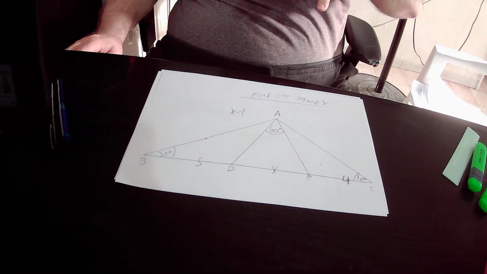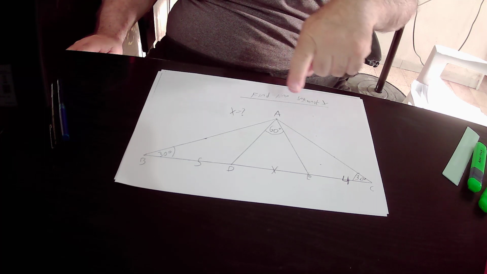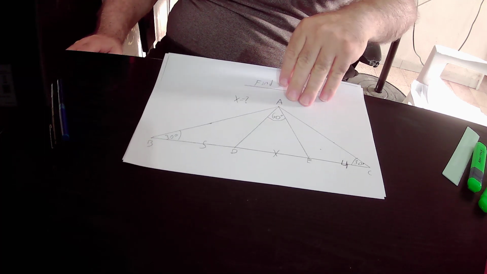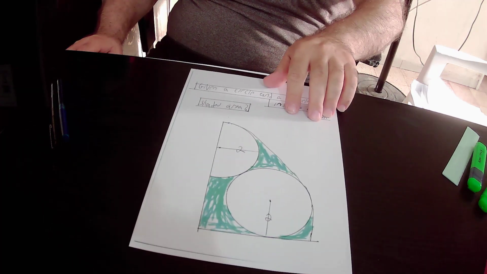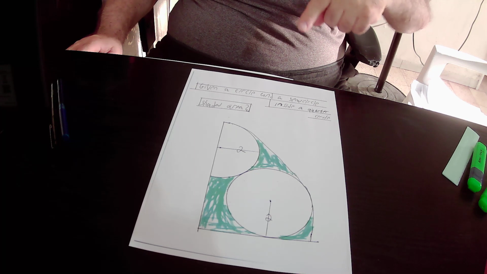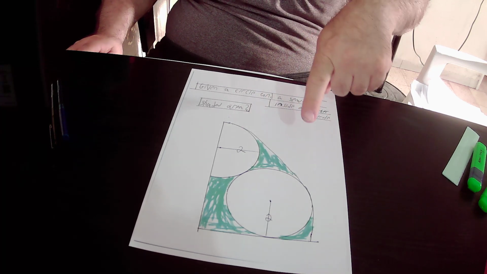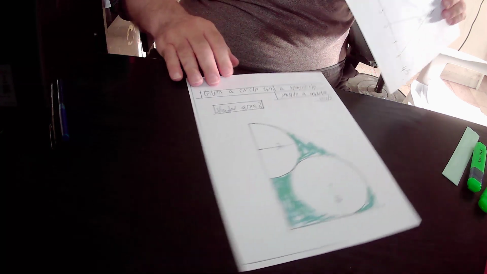Hello, in this lecture we'll answer two questions. In the first question, we'll find out the length of line segment DE that is equal to x. In the second question, we'll find out the value of the shaded area that is inside this quarter circle. So we'll start with the first question.